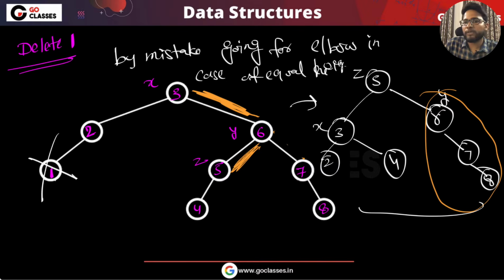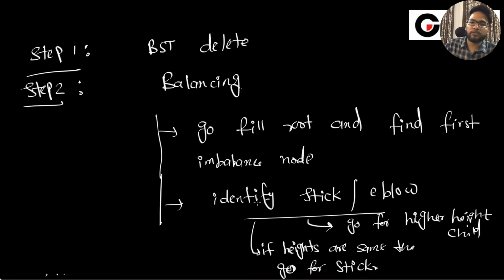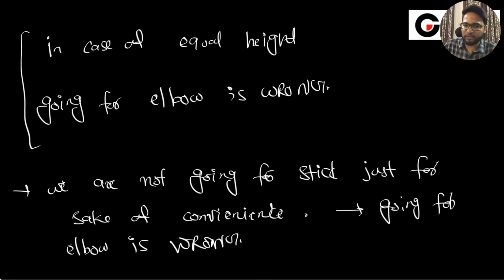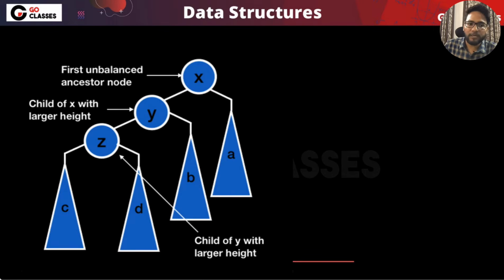Right? So I hope the deletion is now completely clear. So these are the steps only. Very simple, right? BST delete, and then I will go to the root to find the imbalance node. Then I will choose the node which is having the higher height. If the height is same, then I will choose the stick instead of elbow. That's all. So see here, this is actually not necessary, but I'm just telling you.